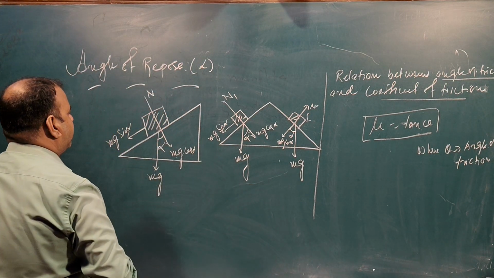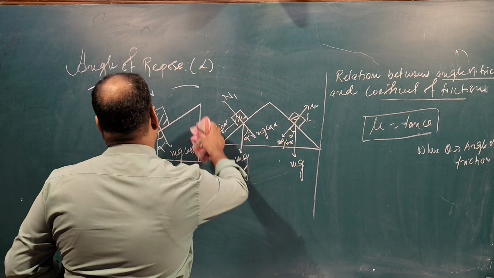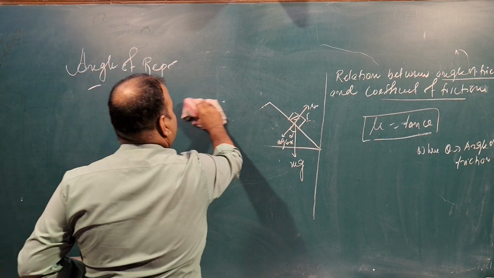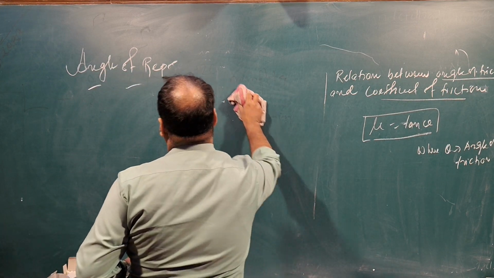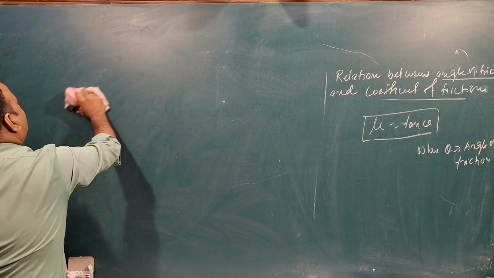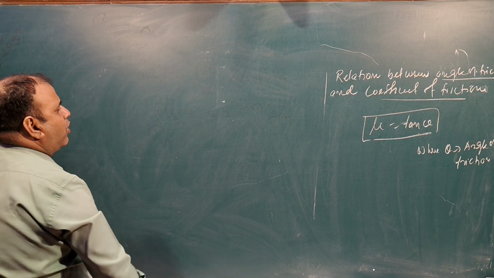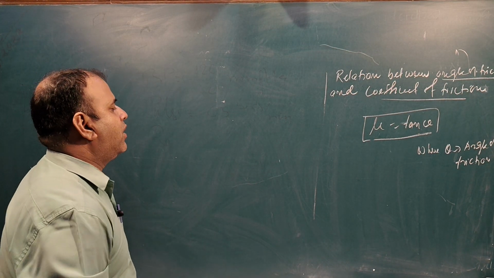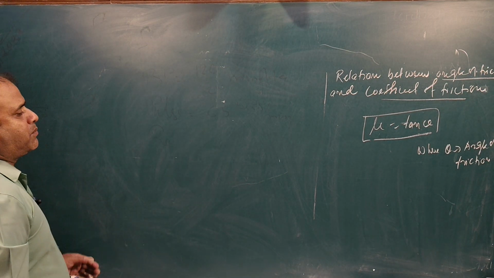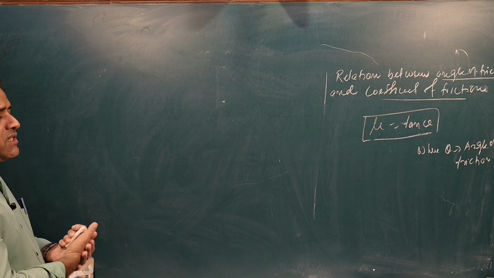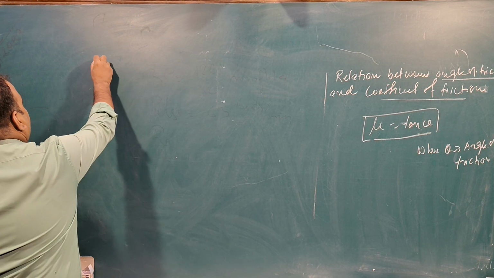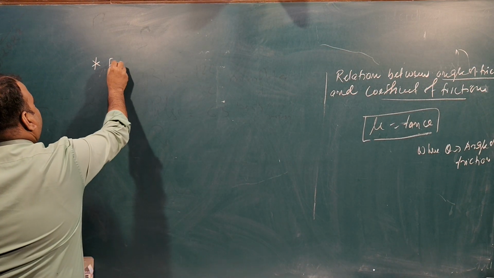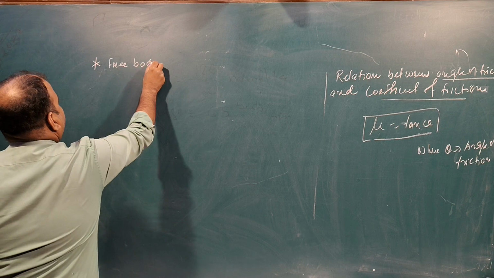That means you remember, in case of angle of friction, coefficient of friction and angle of repose, you must know how we can calculate the value of the coefficient of friction, the angle of friction and the angle of repose. So now I am going to discuss part by part. This is a very important topic, friction. Number one, you must know the free body diagram. This is called free body diagram.